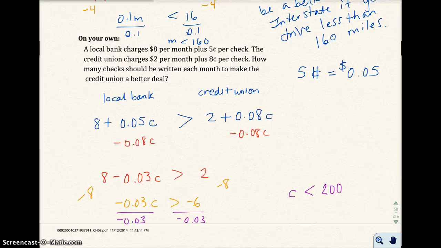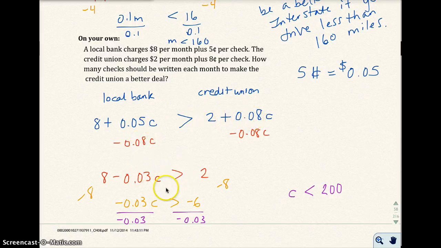Okay, so I went ahead and did the problem. To represent the cost, the local bank cost is $8 plus 5 cents per check. The credit union was $2 plus 8 cents a check. And I wanted the credit union to be a better deal, so I made the credit union the smaller value. We want the credit union to be less. I pointed the inequality sign towards the credit union because I want that to be the cheaper of the two.